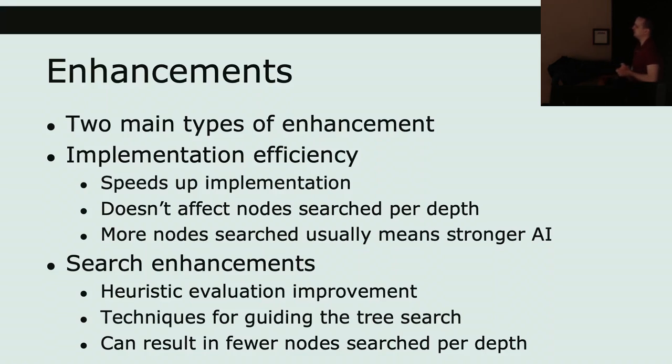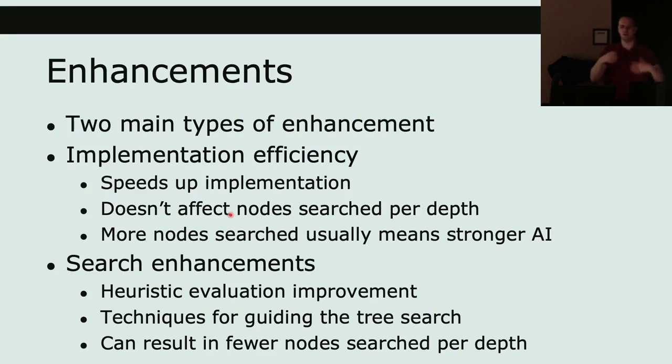So there are two main types of enhancements that exist in computer science, essentially. One is implementation efficiency enhancements. These will speed up the implementation. So if you have to do something 1,000 times or 1,000,000 times, and you can do that in half the time, that means you can typically search more things. And if you can search more things, meaning you can look further into the future with Minimax, then that usually means a stronger AI, right? But this will not affect algorithmically the number of nodes that we search up to a given depth, right?